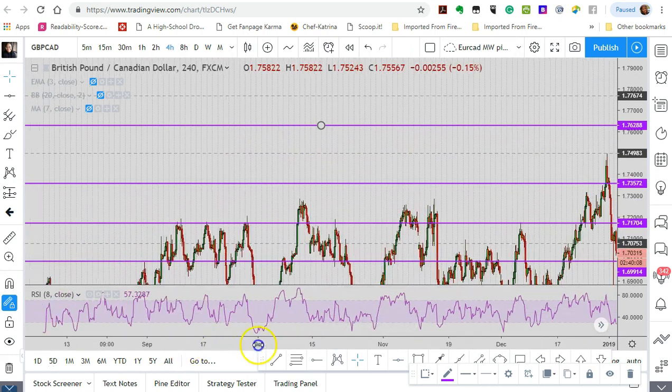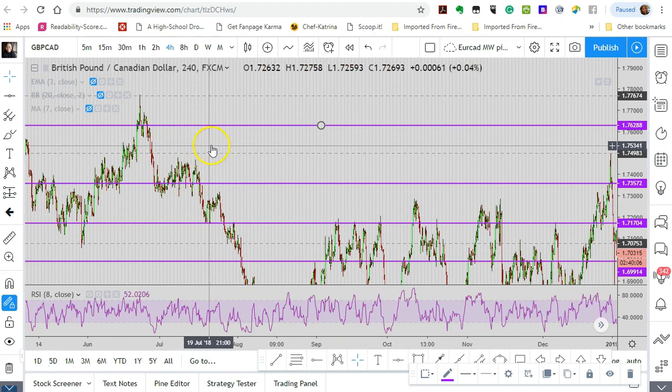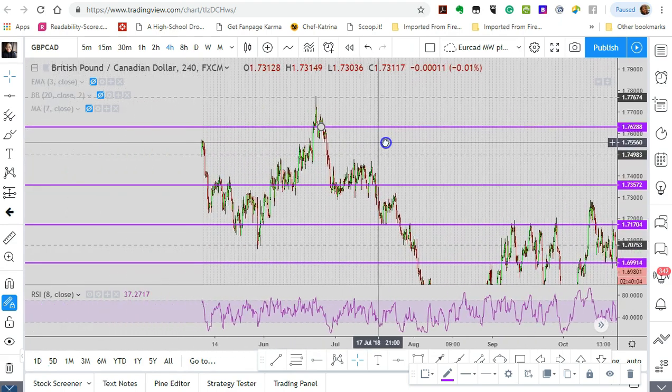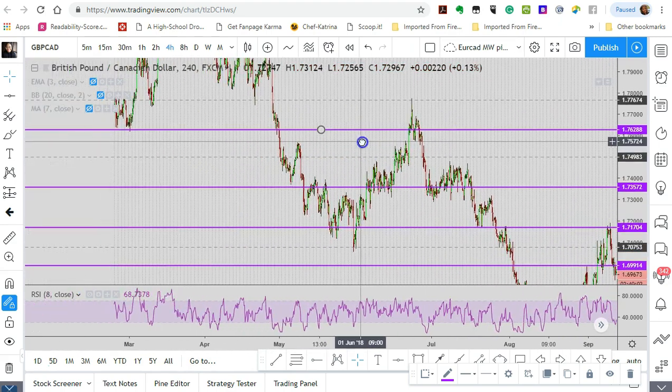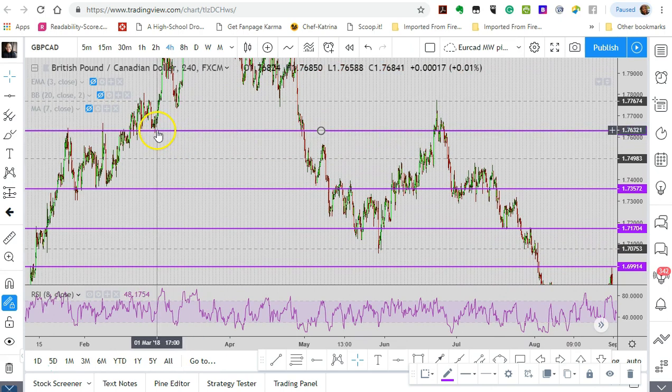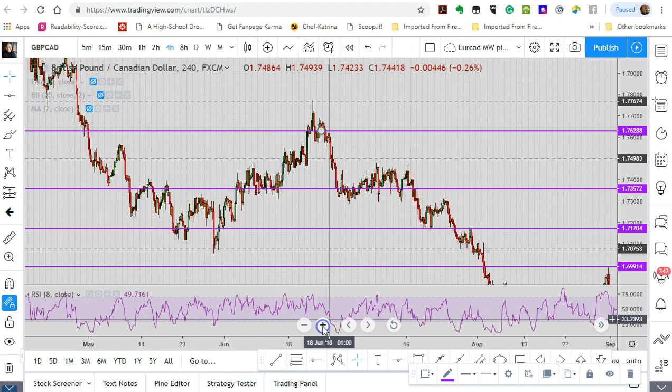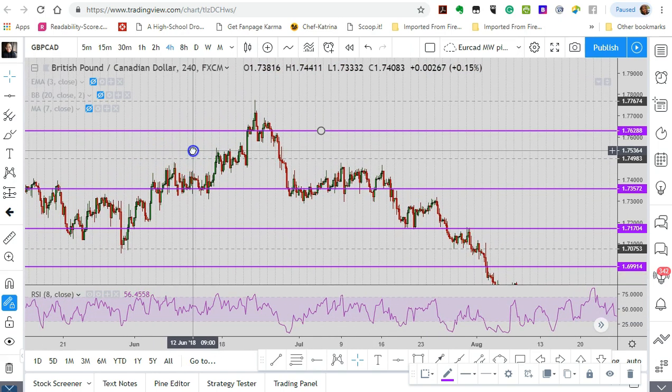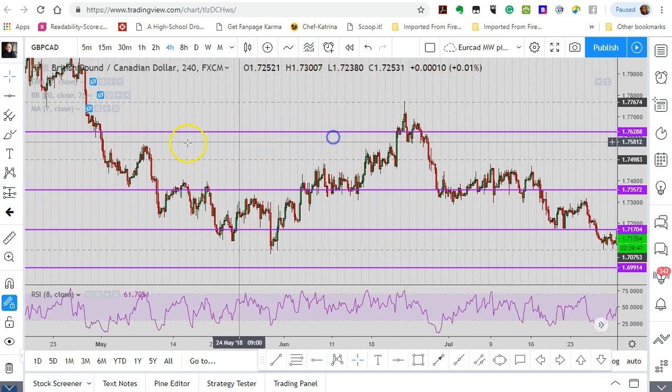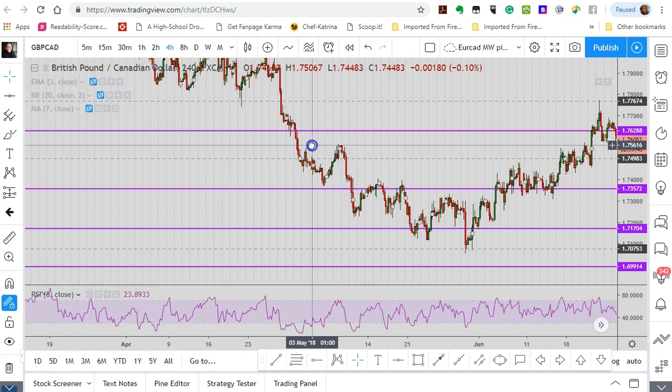How do I know if it's a good support resistance area? Well, you look left. This will tell me everything I need to know right here. Look at that. Perfect. Resistance. Support. Resistance. See what I mean? That's what I'm looking for at all times when I'm doing support resistance.